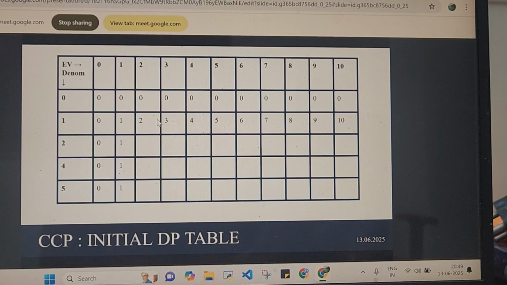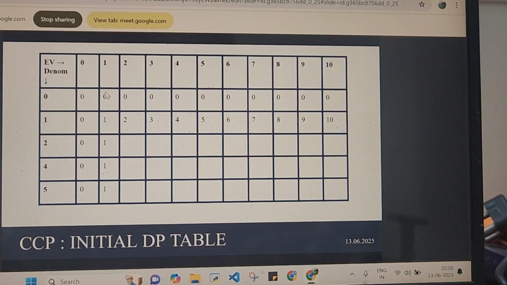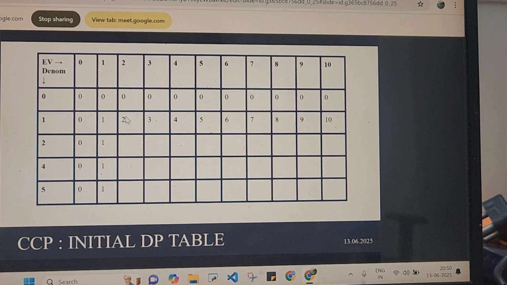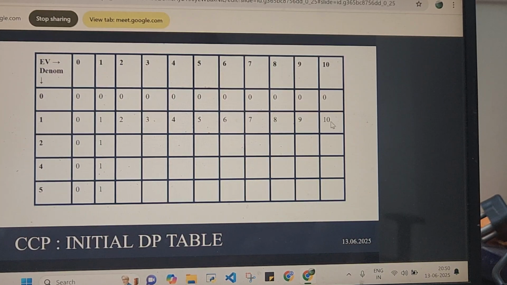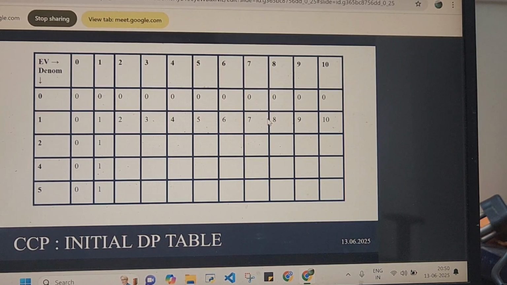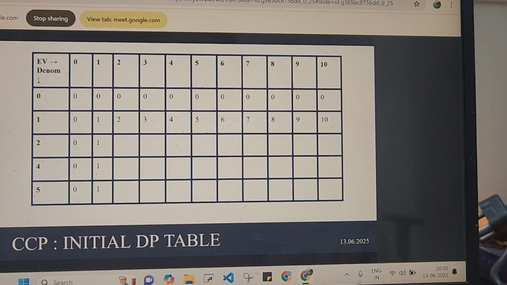And the 1 row means the only allowed denominations are 0 and 1. 0 obviously we do not consider. So the only thing you are allowed to use is 1 rupee. Then you will obviously need 1 coin for rupees 1, 2 coins for rupees 2, so on and so forth, up to 10 coins for rupees 10. So these are the base cases which we can directly fill in from common sense without having to use a formula or what I call the optimal substructure.